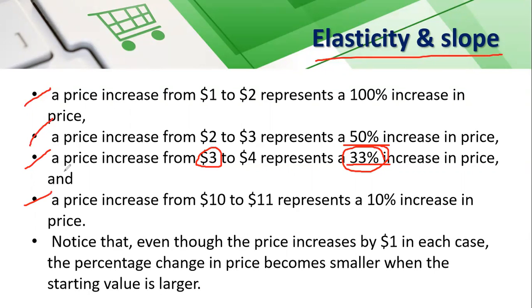Next, a price increase from $10 to $11 represents a 10% increase in price. So 1 divided by 10 times 100 equals 10%. Even though they have the same increase, the base amount is not the same. That's why it's decreasing. Okay, from 100%, here goes 50%, here goes 33%, here goes 10%.